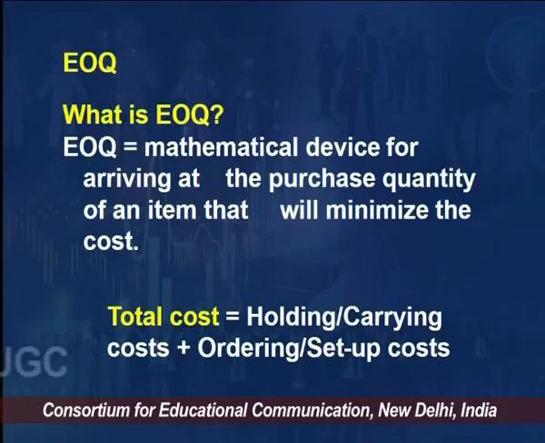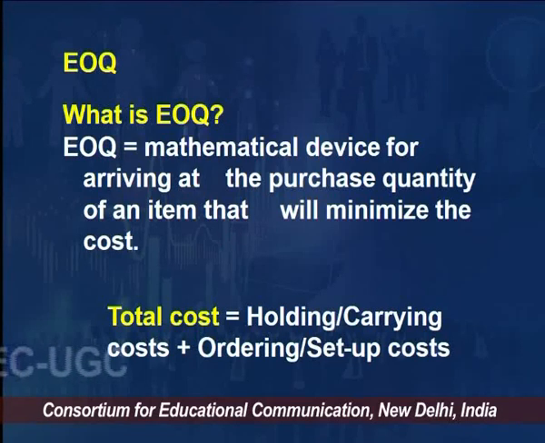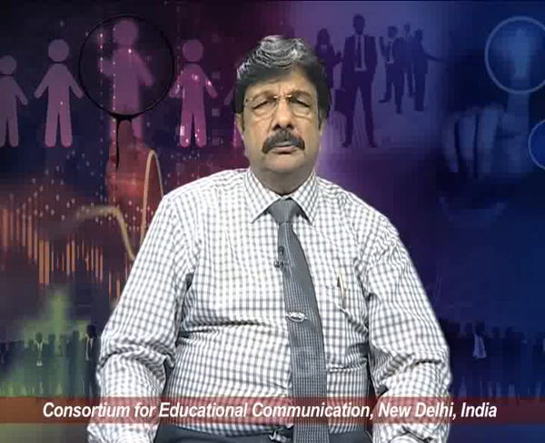Economic order quantity. It's a mathematical device for arriving at the particular quantity of an item that will minimize the cost. For example, here it is written that total cost is equal to holding or carrying costs plus ordering or setup costs. So economic order quantity, to understand it in a simple manner, is what is the quantity we should order for our businesses at one point of time?